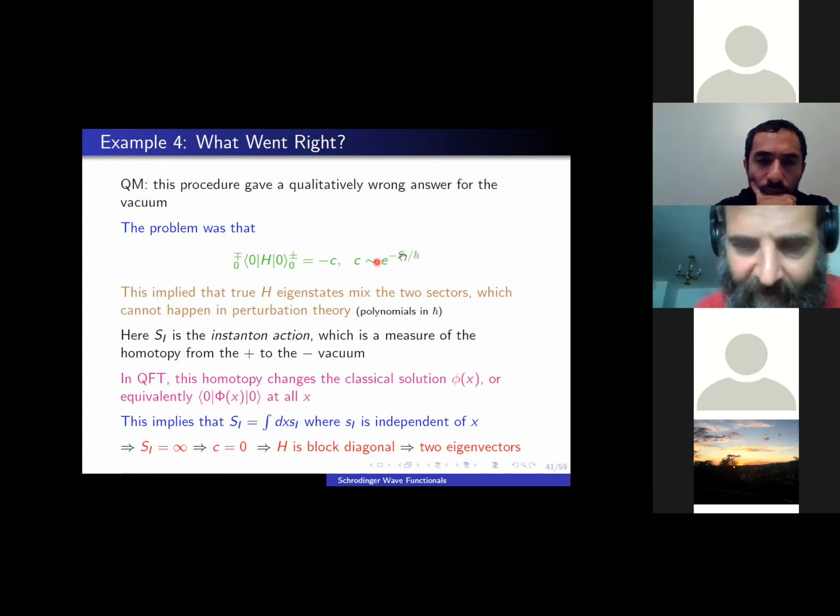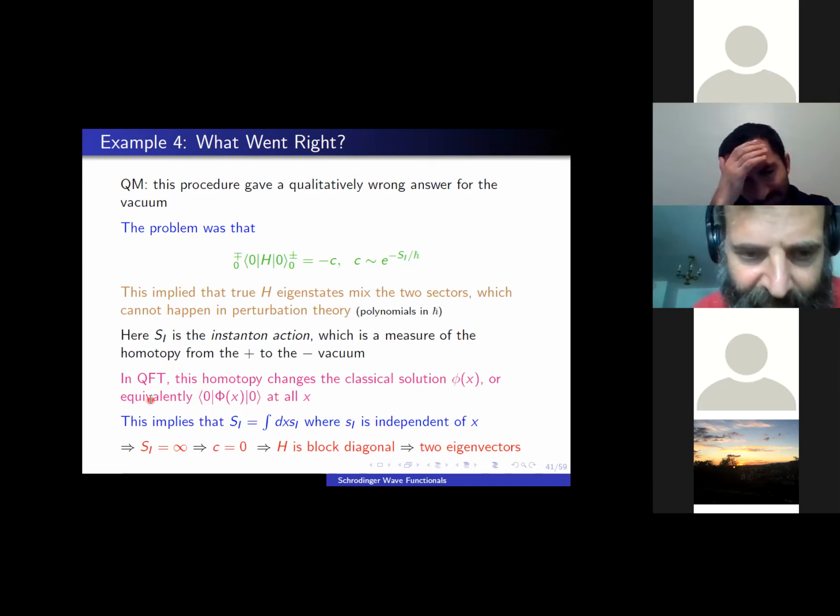And so you had some kind of essential singularity. You didn't see it in the grading, but anyway, it was non-zero. So H wasn't block diagonal, so it was all wrong. And it all happened because of this instanton action over here. Now, the instanton corresponded to a homotopy between the 2 vacua. So the 2 vacua were just phi has one value and phi has another value. And there was a homotopy with a finite action, which took you from one of these to the other.